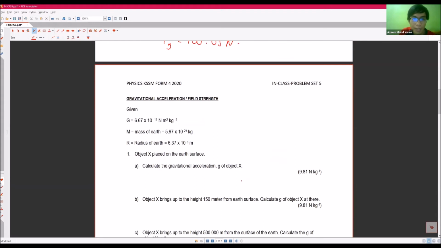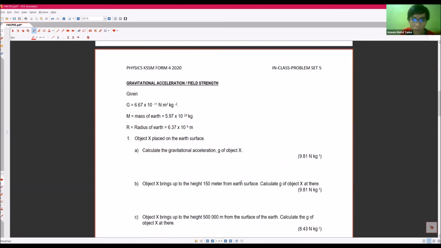Next part is the gravitational acceleration or field strength. Basically, both are quite the same concept, but we use them differently. In terms of field strength, we usually use it to calculate the weight, whereas gravitational acceleration is the movement, the free fall part of the concept. So the formula is g equals big G, big M, over r squared.